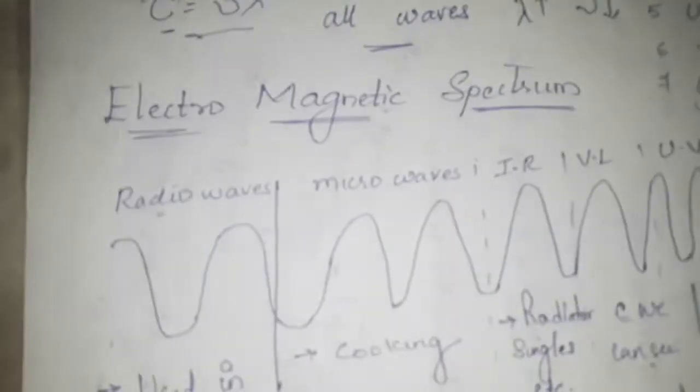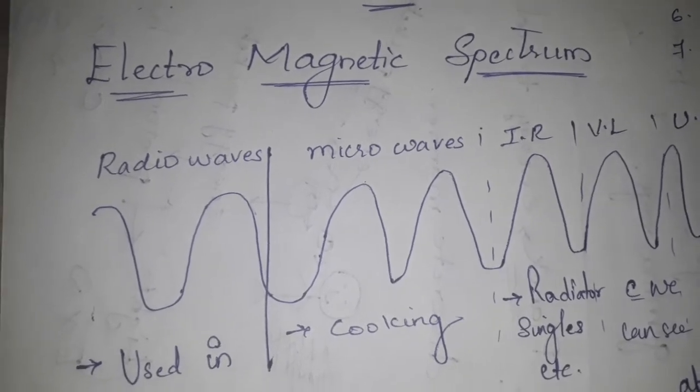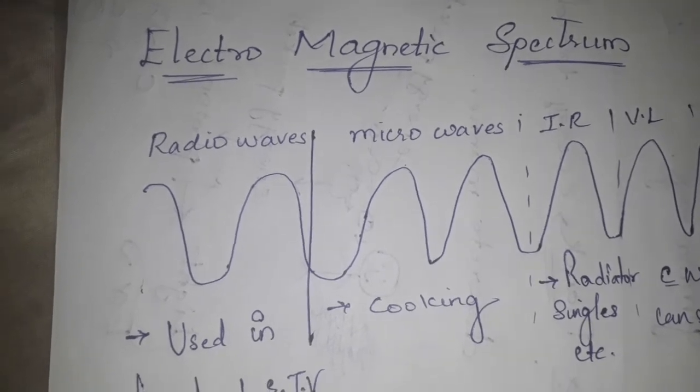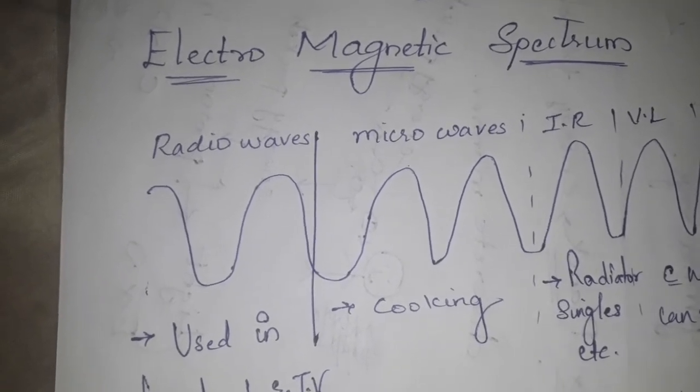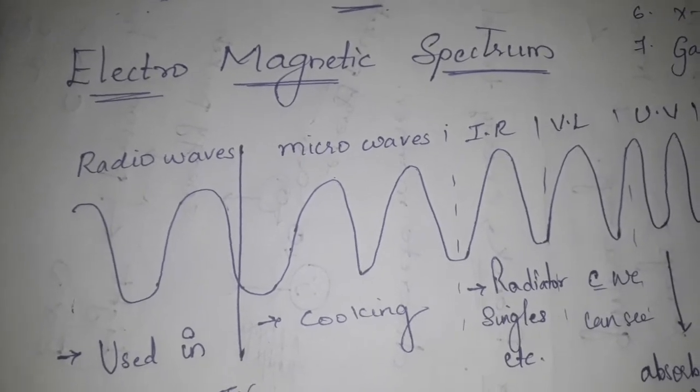So let us continue with the topic. Our last topic was, what is spectrum? And there we even learned what is electromagnetic spectrum. Now today in detail we are going to learn about the electromagnetic spectrum.